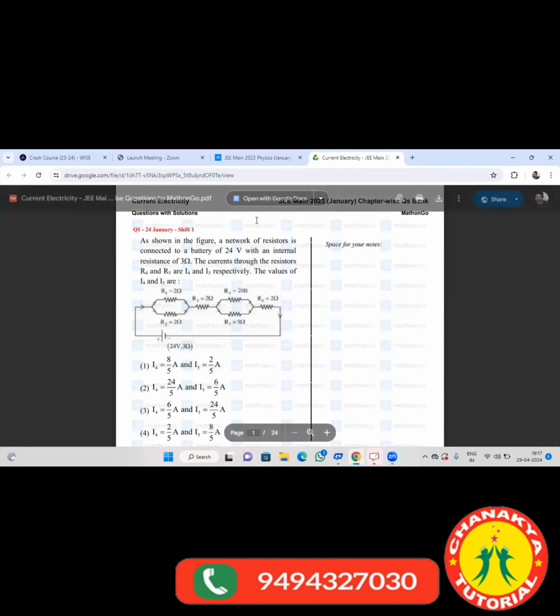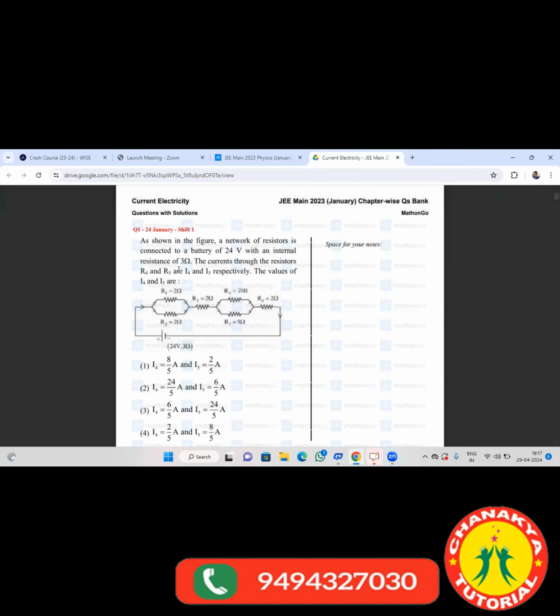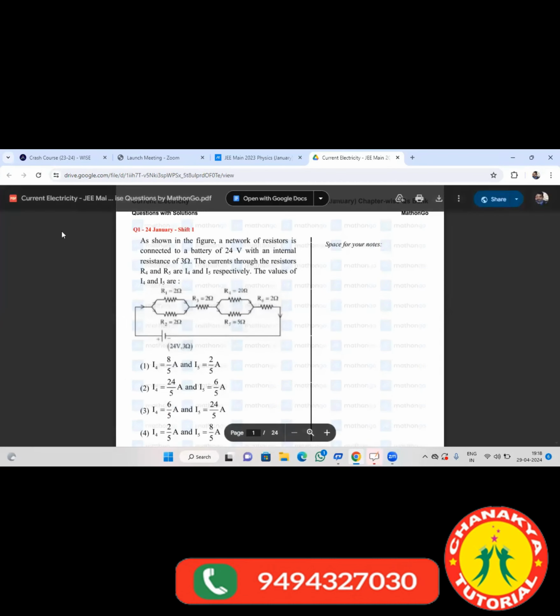Yes, sir. So as shown in the figure, a network of resistors is connected to a 24-volt battery with an internal resistance of 3 ohm. The currents through the resistors R4 and R5 are I4 and I5 respectively. You have to find the values of I4 and I5. So let's see.